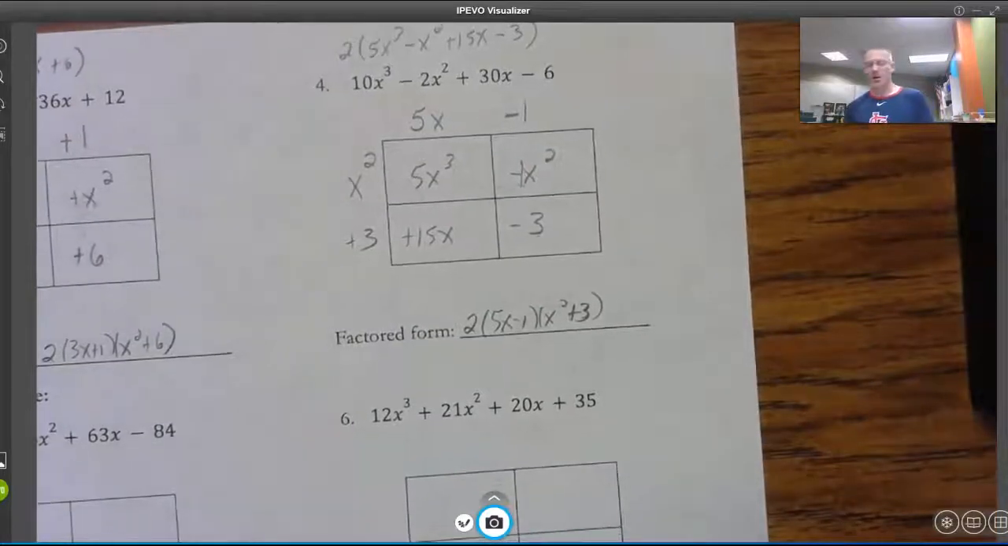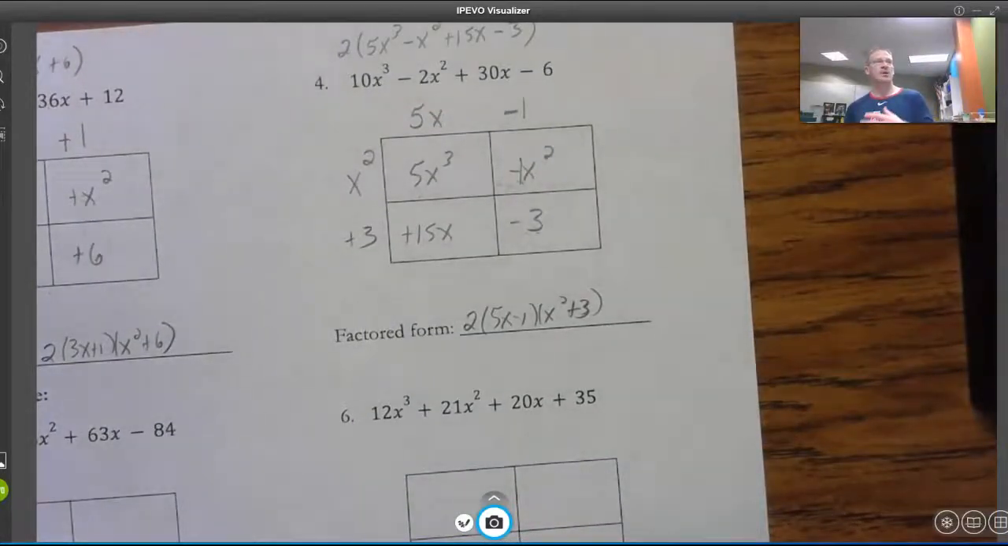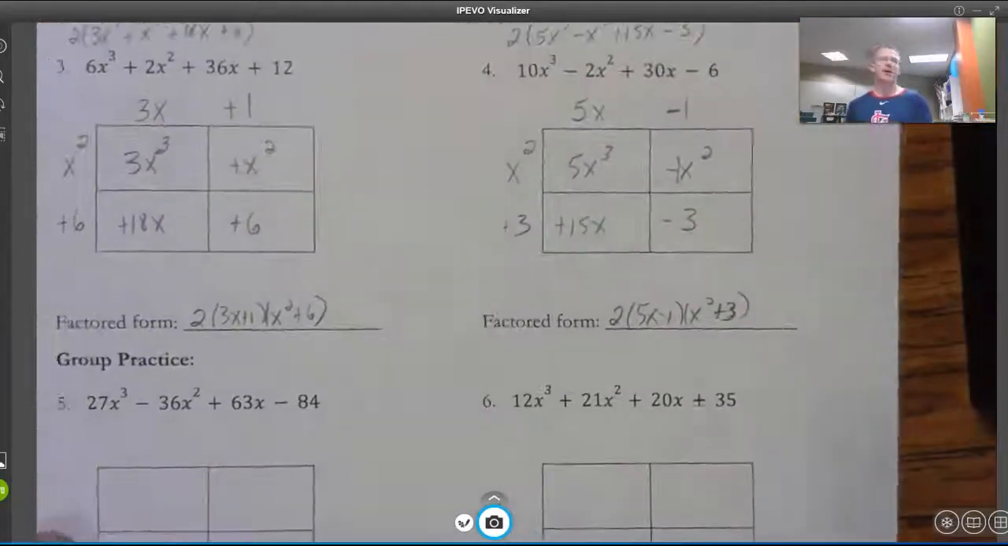That's factor by grouping. So once again, if you have any questions, something you don't understand, make sure you highlight those, write those questions down, bring those to class with you. We'll take care of you then. So, all right, I'll see you then.